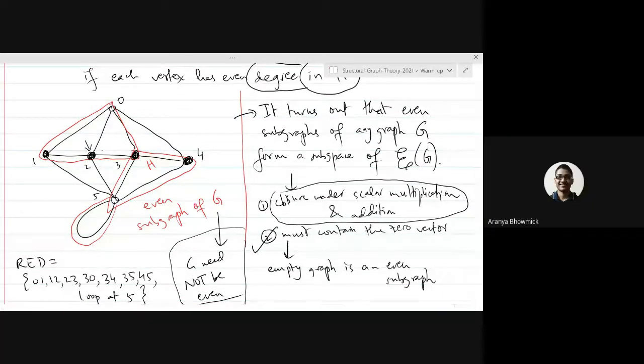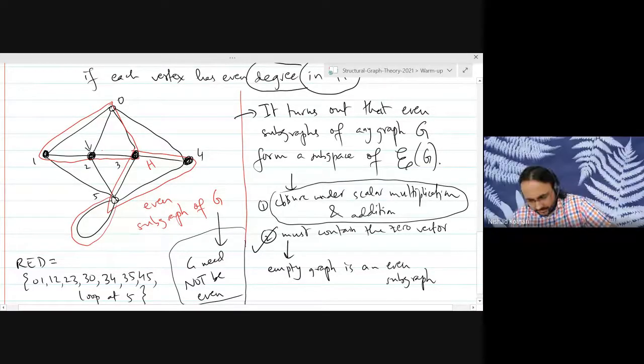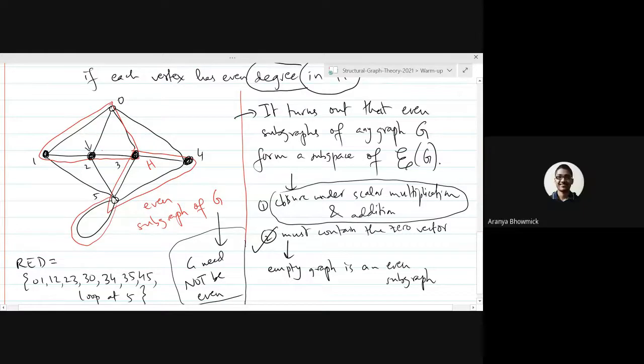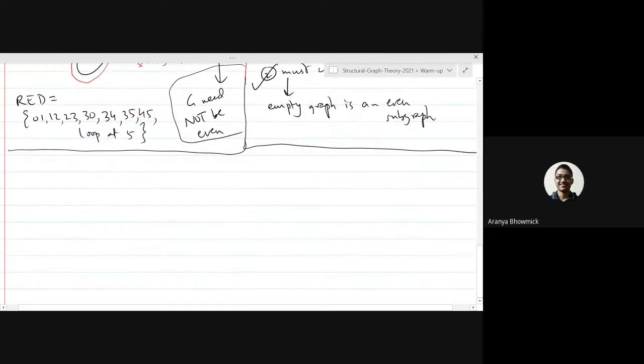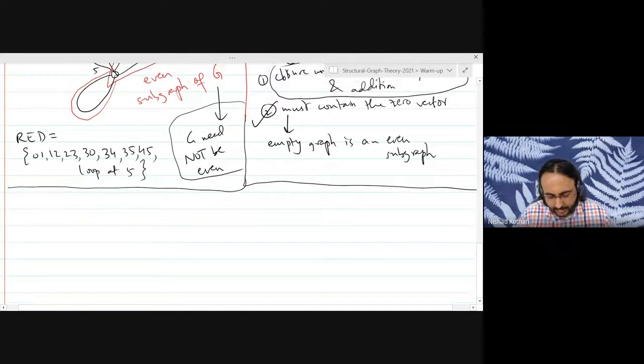Sir, I think so. If we take two even subgraphs, say H and T, they are both even subgraphs. So I have to show that H plus T is also an even subgraph. Exactly. That's right. In order to show that H plus T is an even subgraph, we have to show that the degree of every vertex V in H plus T is even. Yes. Okay.